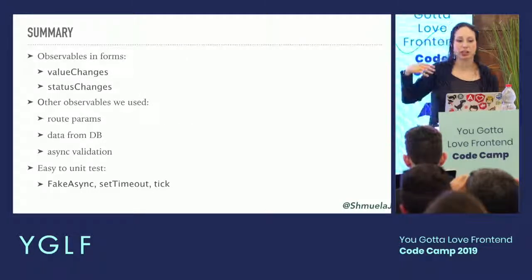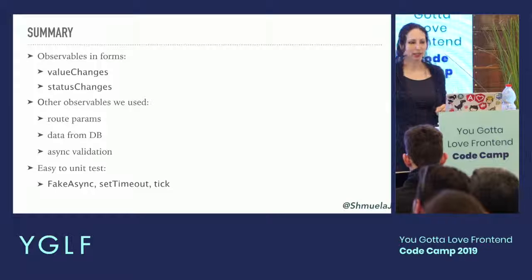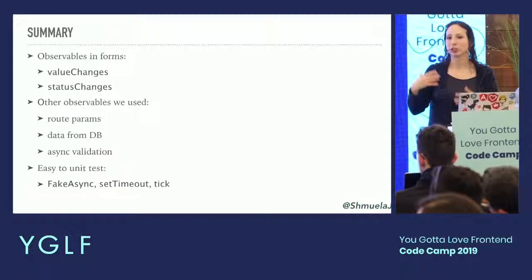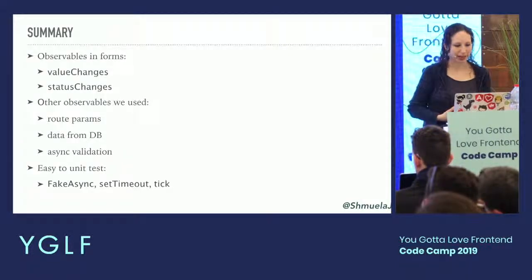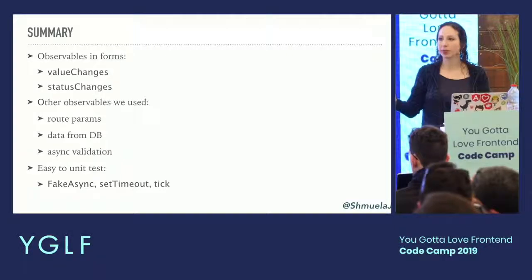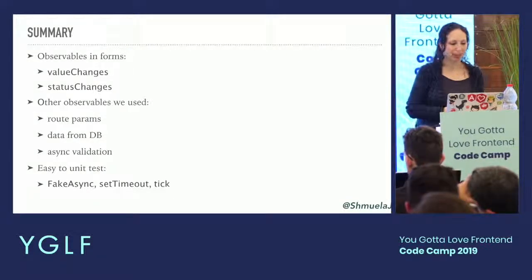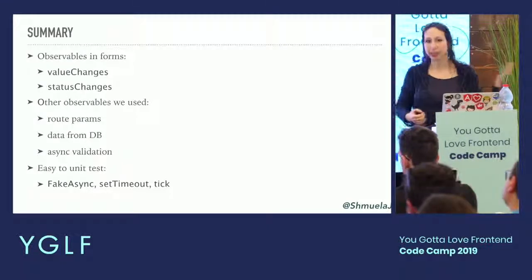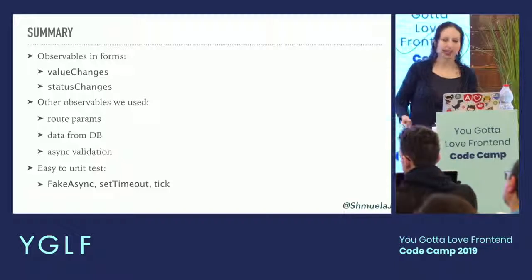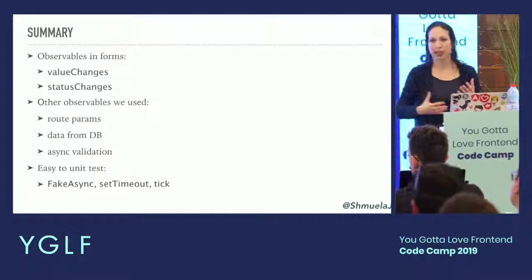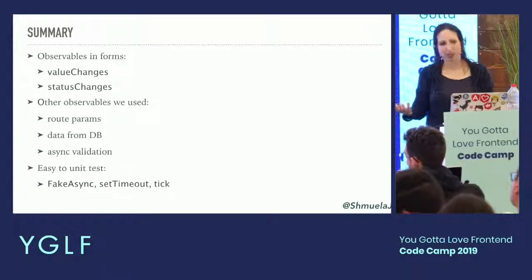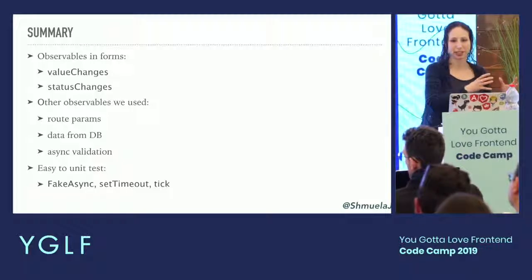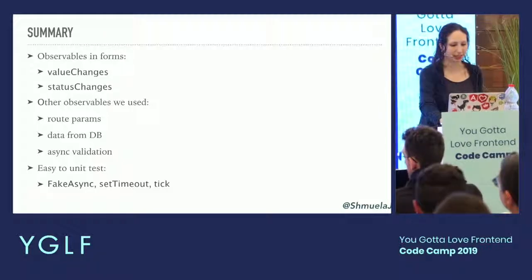In summary, we saw 2 observables that we have in reactive forms in Angular, value changes and status changes of a form control, and we also have them on form group and arrays. Other observables that we used in our demo are those that come from the router, the route params, data from the database with HTTP client, and async validation, which can return a promise, but we prefer to return an observable of either an object if there's an error or null if not.